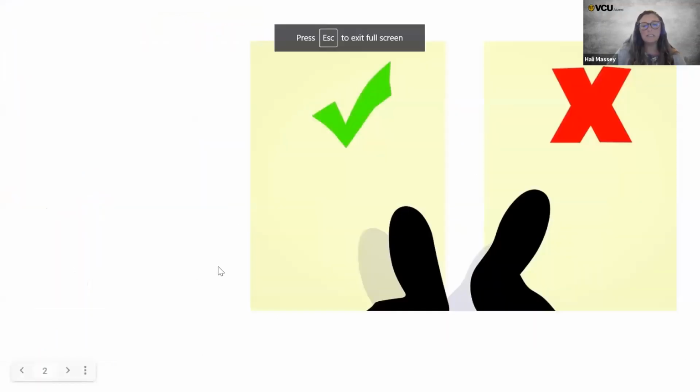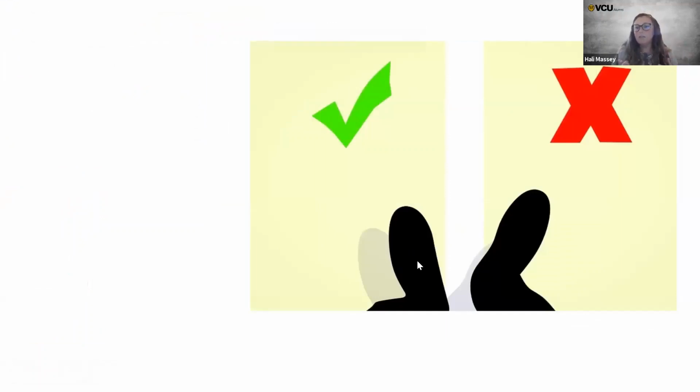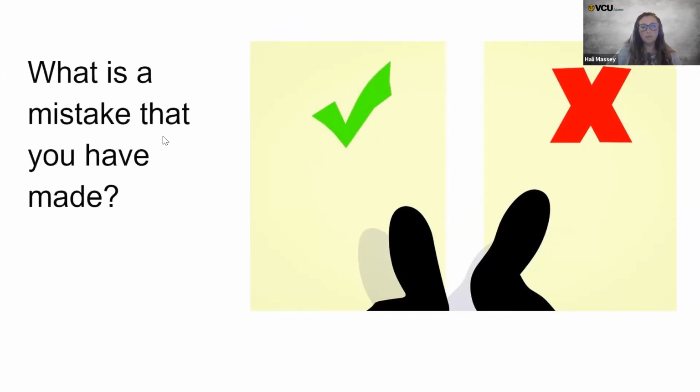So I'm going to go ahead and present this slide. My suggestion would be starting with the image and talking about the image. What does this green check mark mean? What does the red X mean? And just get them thinking about the image. Then you would present that first question. So what is a mistake that you have made? Mistake can be a difficult vocabulary word, so that may need some pre-teaching or some examples given. You may need to model that a little bit for your learners.